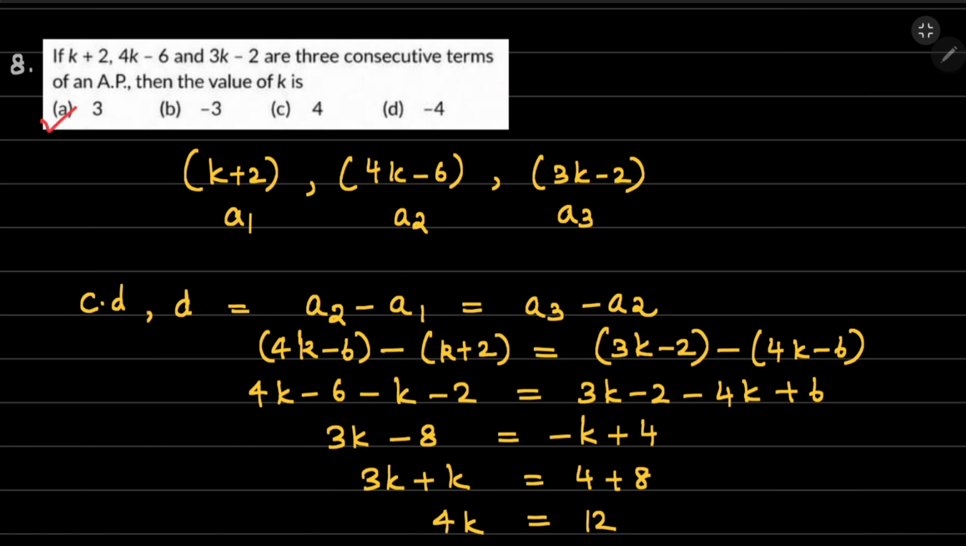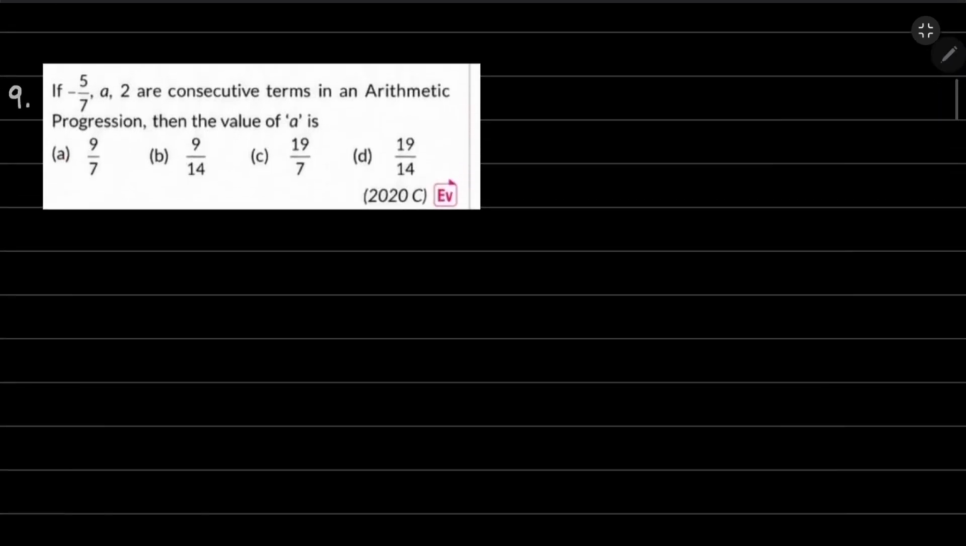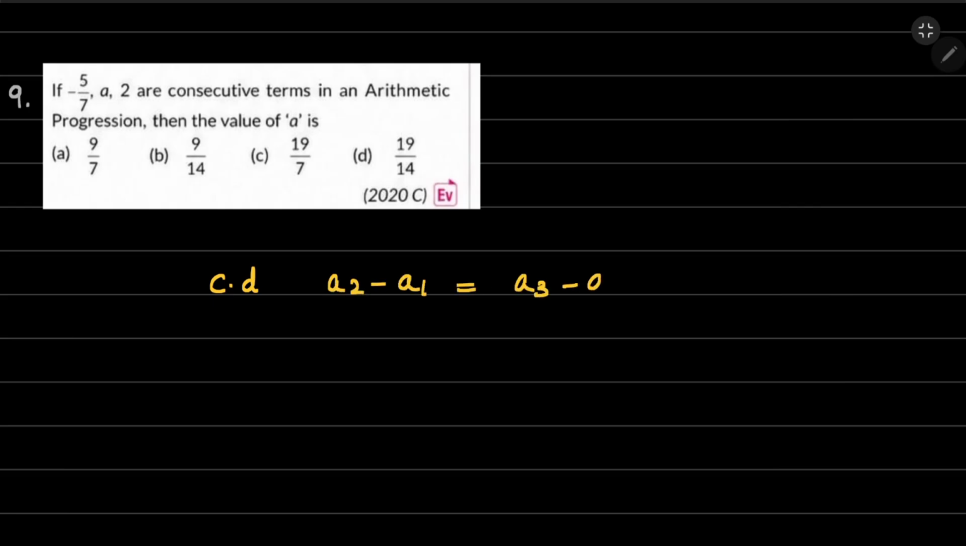That is option number A. Let's move on to the 9th question. If minus 5 by 7, A and 2 are consecutive terms in an AP, find the value of A. So let's take the common difference, that is A2 minus A1 should be equal to A3 minus A2.